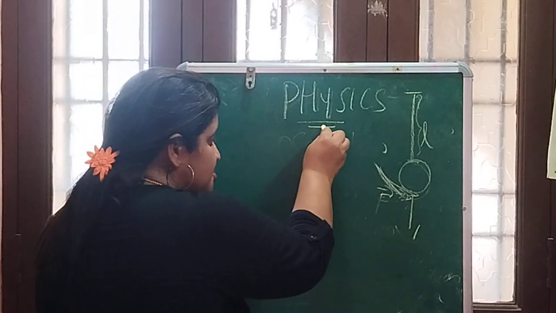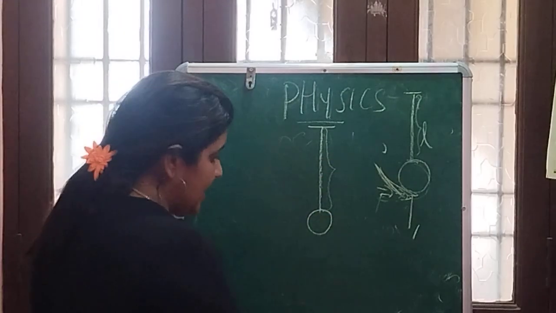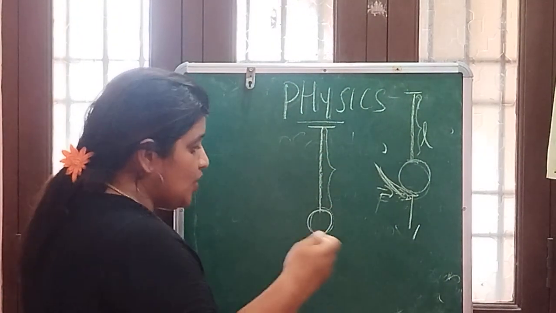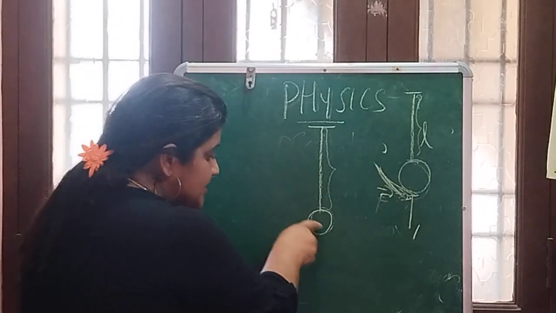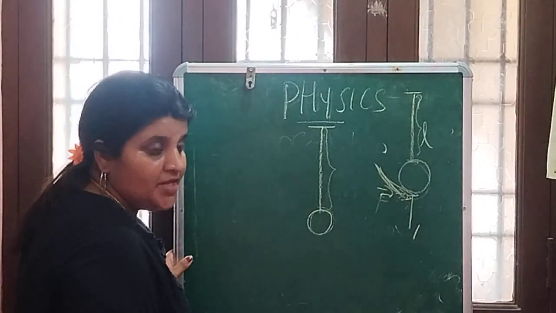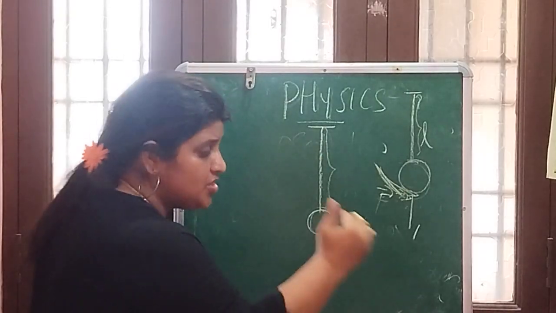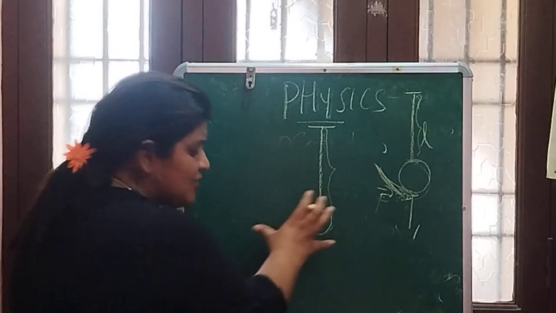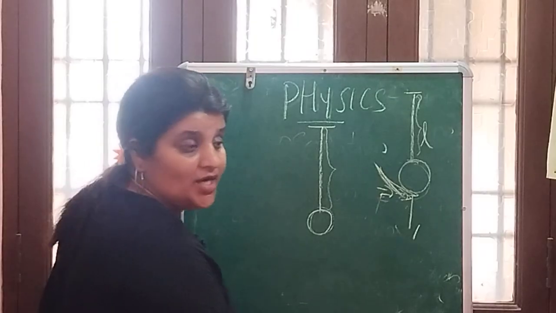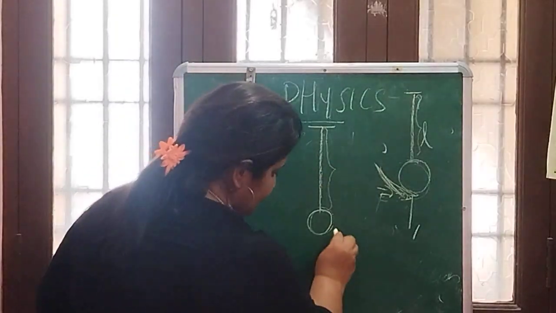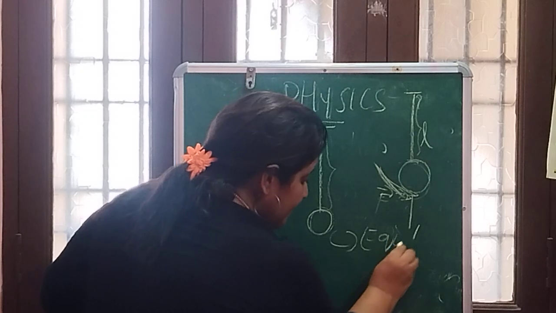From this point of suspension, there will be a string of length L, and at the end of the string, there will be a bob of mass M. If you are not applying any external force on this bob of mass M, the bob will remain in its state of rest. That particular position of the bob, where no external forces are acting on it, is called its equilibrium position or mean position.